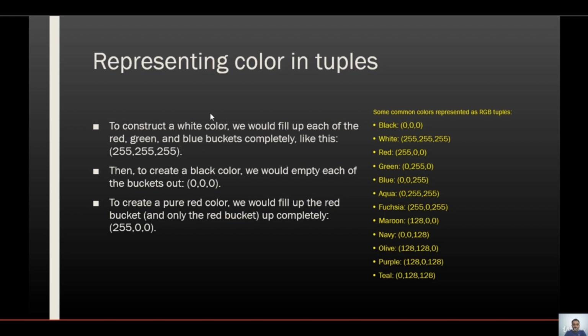And just like we discussed before, to construct a white color we need to fill the tuple, that is, the value of all three colors should be 255. And if we require a black color, then we have to empty the bucket. You have to remove the color. Just remove all three color values and it will be a black color.